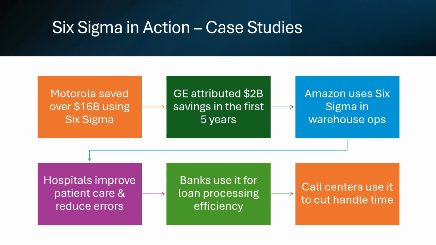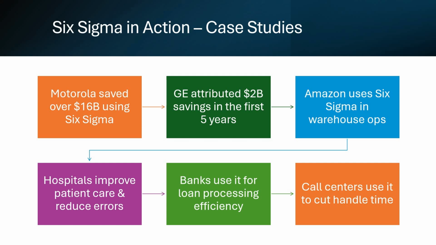Amazon uses Six Sigma in warehouse operations. Amazon applies Six Sigma to optimize its massive warehouse and logistics networks. It reduces errors in order picking, packing, and shipping. Altogether, this ensures customer orders are accurate and are delivered on time. Hospitals improve patient care and reduce errors through adoption of Six Sigma.